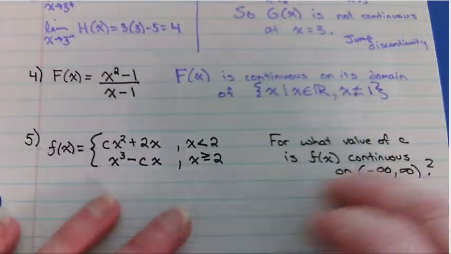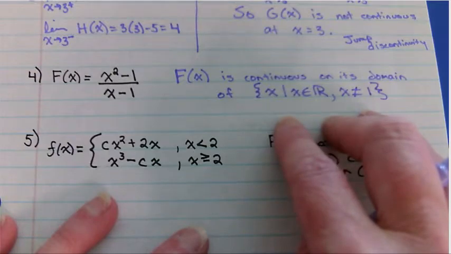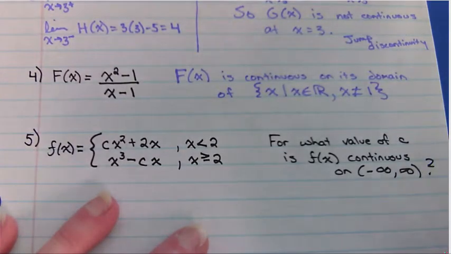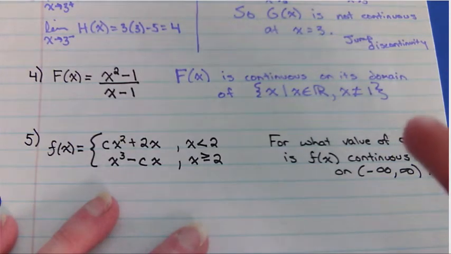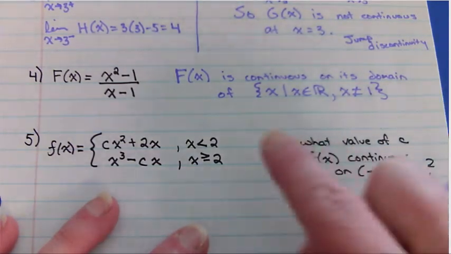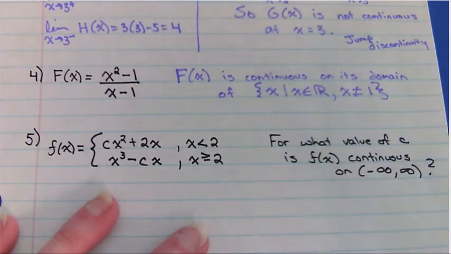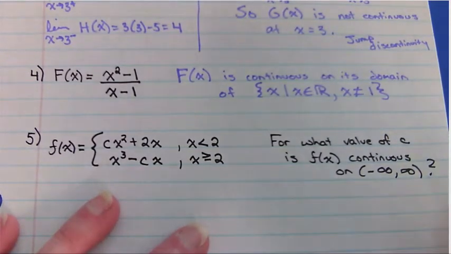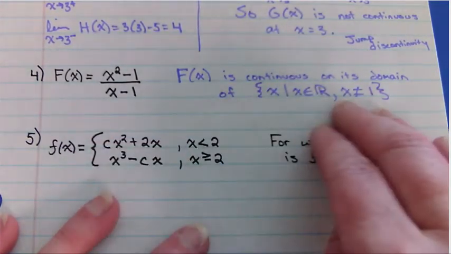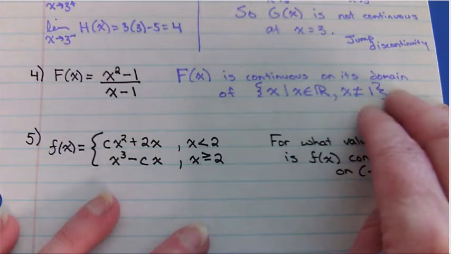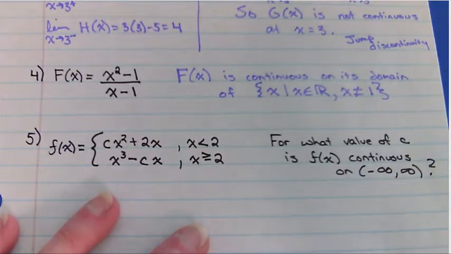If you're not used to that set notation, some pre-calc classes teach that, some don't. The main thing is it's continuous everywhere except for 1. So since x cannot be 1 is the actual domain, it is continuous on the rest of its domain.